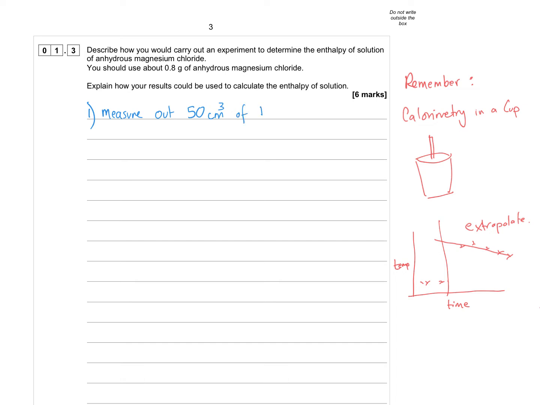So step 1 is going to be to measure out a sensible amount of the distilled water. Important that it's distilled, and also important that you say how much you're going to use. So it could be anything from 25, 50 up to 100, and named apparatus. So I'm here going to suggest that we use a pipette and that we transfer it to a polystyrene cup rather than a beaker. The polystyrene cup is there to make sure that we limit how much heat is lost to the surroundings. So we transfer it to a polystyrene cup with a lid.